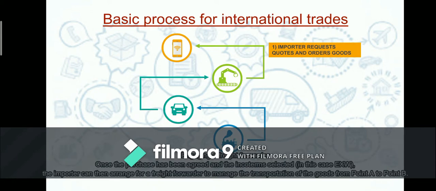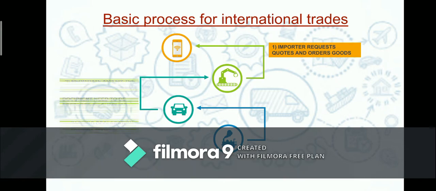This is also including engaging a freight forwarder. Once the purchase has been agreed and the Incoterm selected, the importer can arrange for a freight forwarder to manage the transportation of the goods from point A to point B.